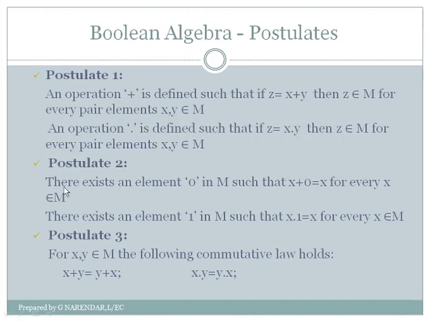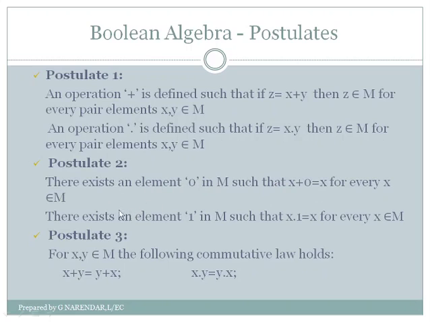So the first definition of postulate 2 is stated as: there exists an element 0 in the set M such that x or 0 equals x for every x belonging to M. So element 0 is defined such that for any element x that belongs to set M, if you perform the OR operation between the element and element 0, then the result will be the element itself. This is how the element 0 is defined.